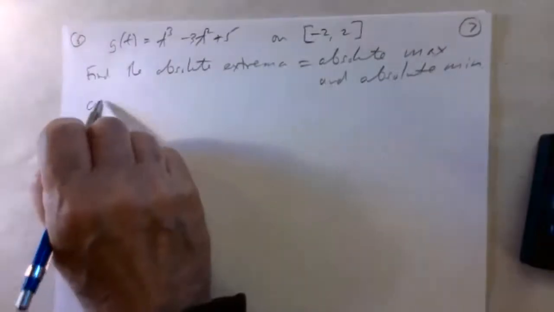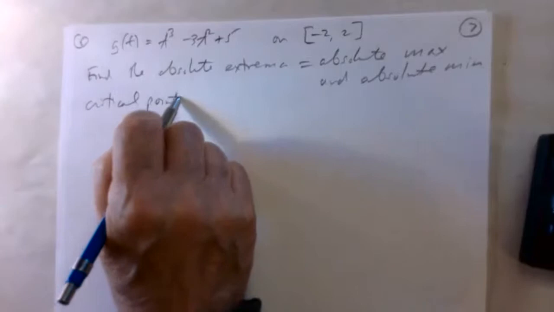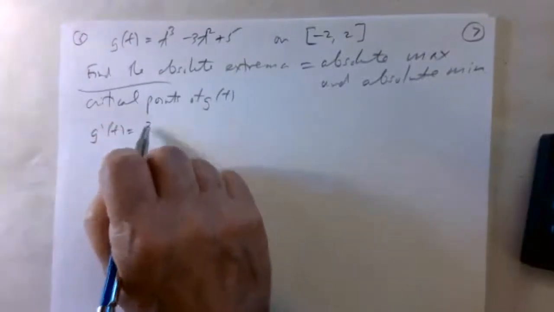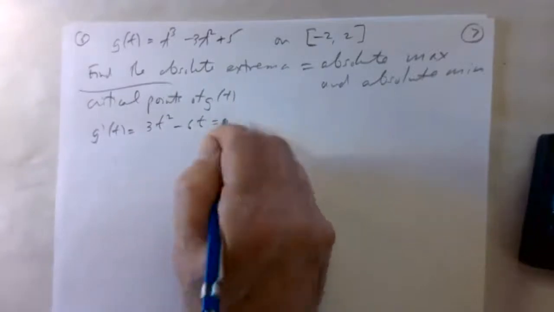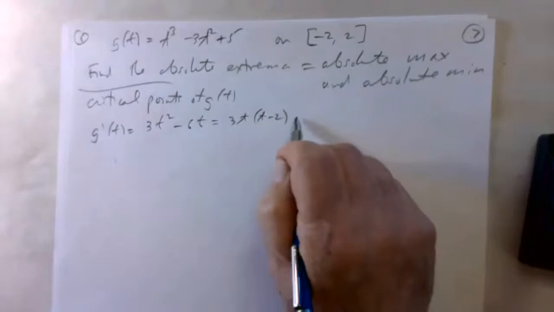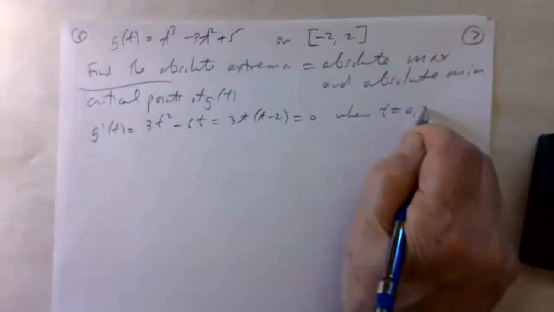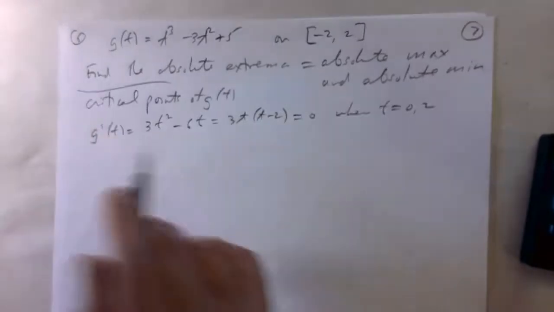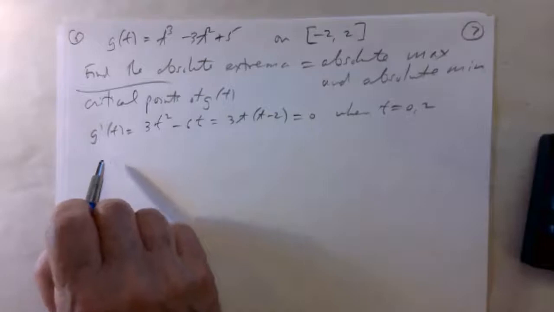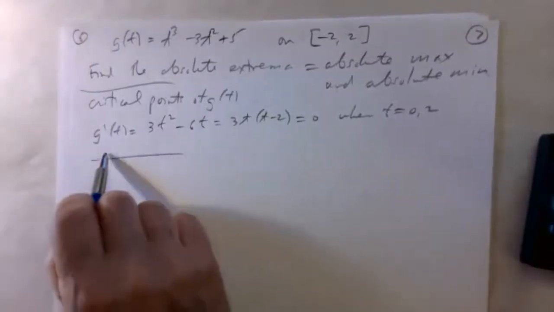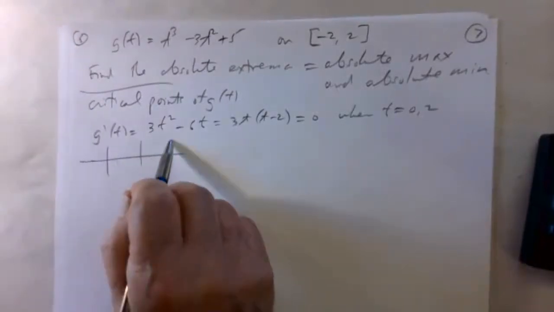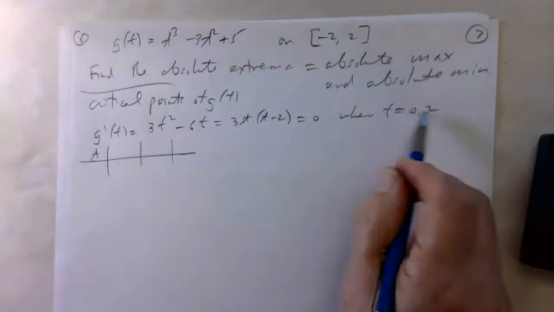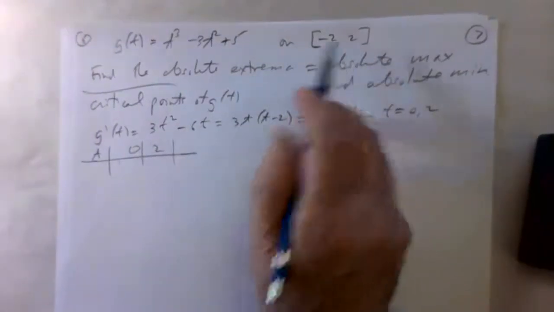So we have to first find the critical points of g of t. We differentiate. We get 3t squared minus 6t, which is 3t times t minus 2. And this is equal to 0 when t is equal to 0 and 2. So those are the critical points. And we need to find the value of the function at the critical points and at the endpoints of the interval, because those are where the absolute maximum and minimum will occur. So we have the different values of t: 0, 2, and the endpoints. Well, 2 is already one of the endpoints, and minus 2.